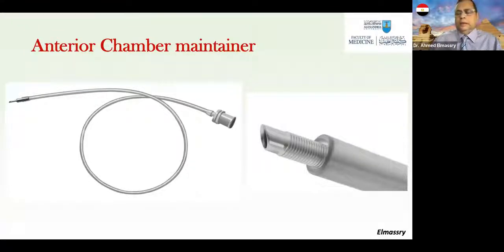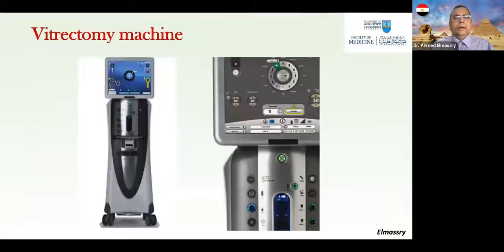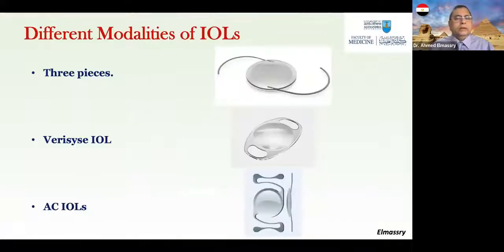Anterior chamber maintainer is another important tool to have a stable anterior chamber. The vitrectomy machine should be beside you. I don't have any financial interest in these machines. And different modalities of intraocular lenses, whether the 3-piece, or even the anterior chamber lens, as with the open loop.